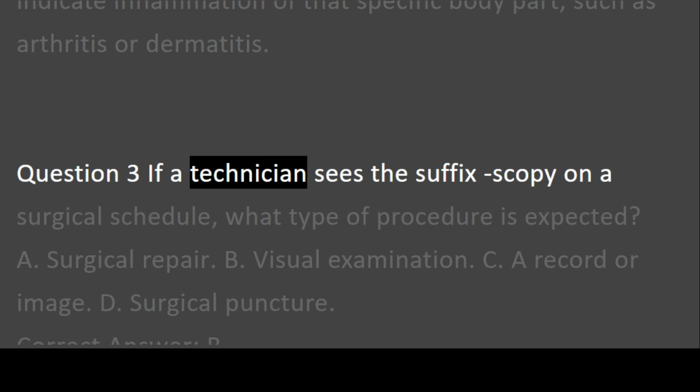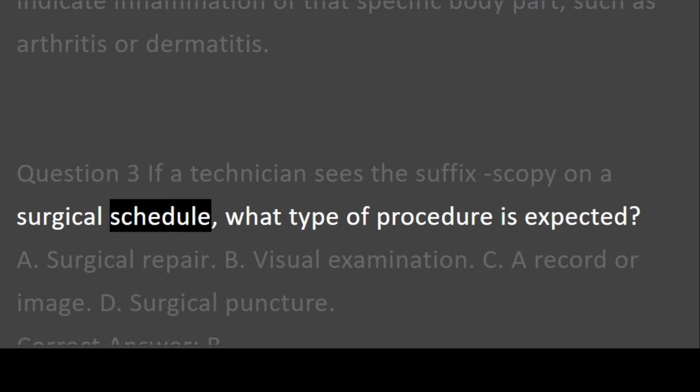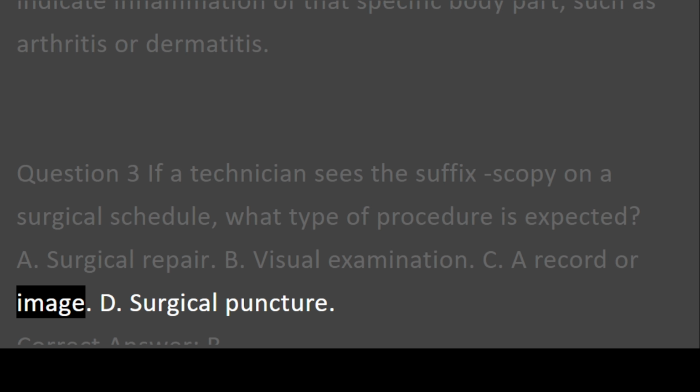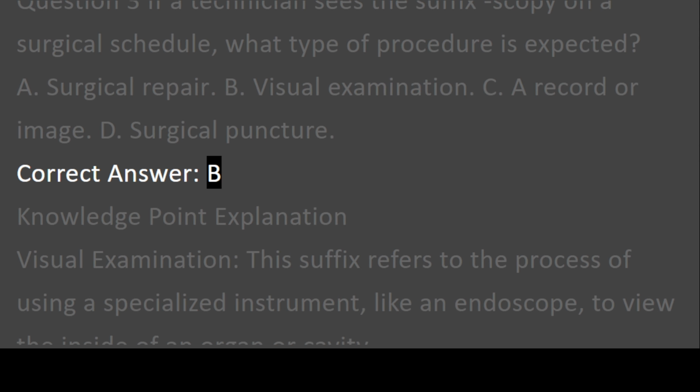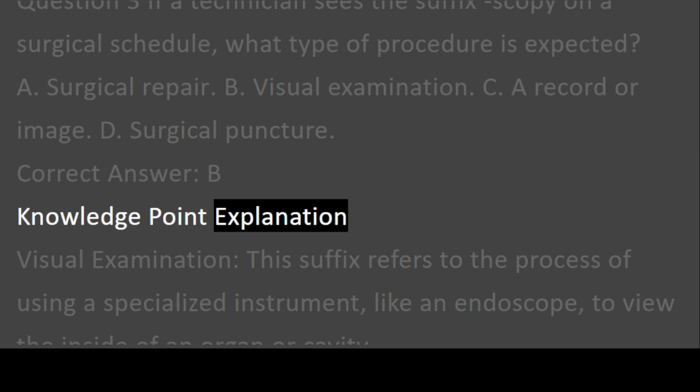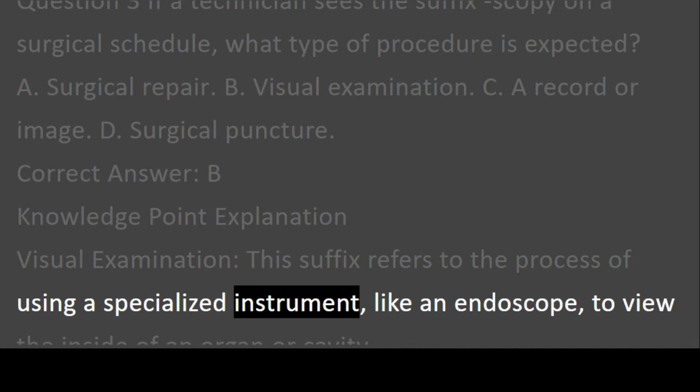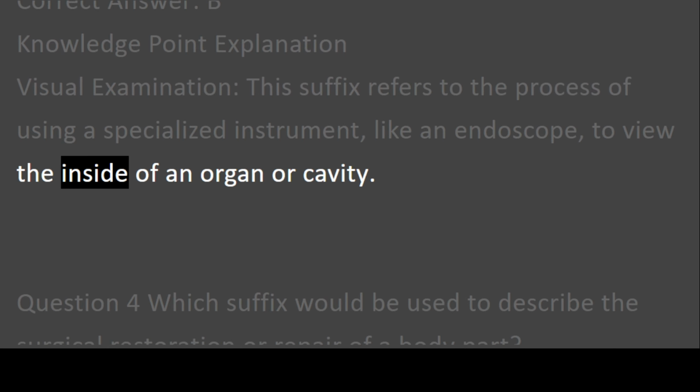Question 3. If a technician sees the suffix scopy on a surgical schedule, what type of procedure is expected? A. Surgical repair. B. Visual examination. C. A record or image. D. Surgical puncture. Correct answer, B. Knowledge point explanation. Visual examination. This suffix refers to the process of using a specialized instrument, like an endoscope, to view the inside of an organ or cavity.